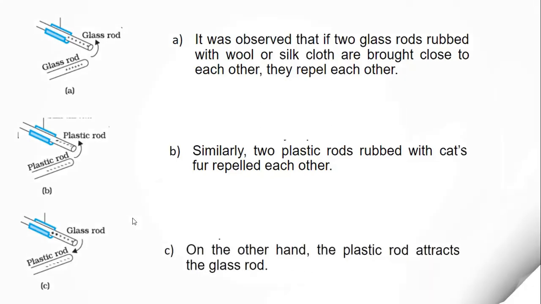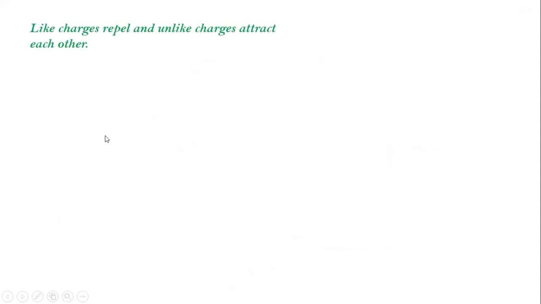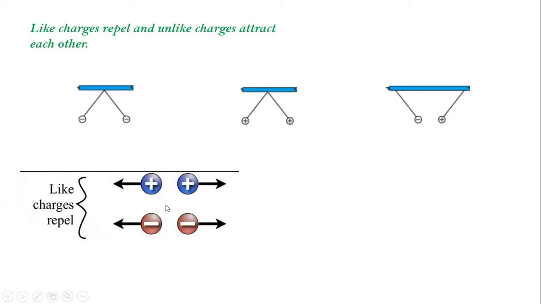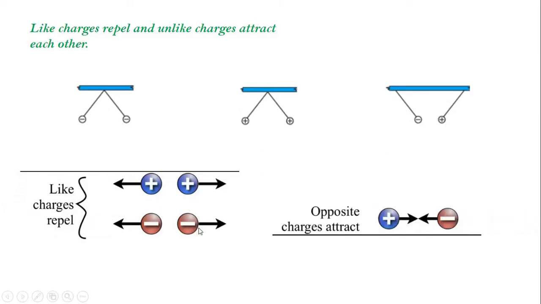So based on this observation, the conclusion drawn is that like charges repel and unlike charges attract each other. This is how we can show the repulsion, and this is the attraction part. Put another way, two positive charges will repel and two negative charges will repel. Similarly, opposite charges, that is one positive and one negative, will attract each other.